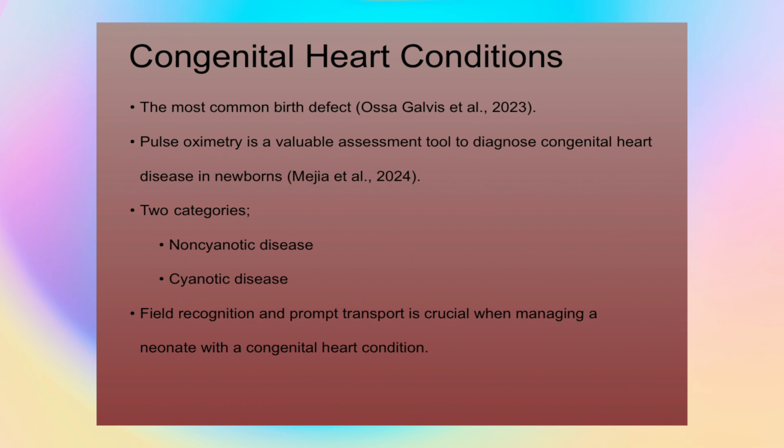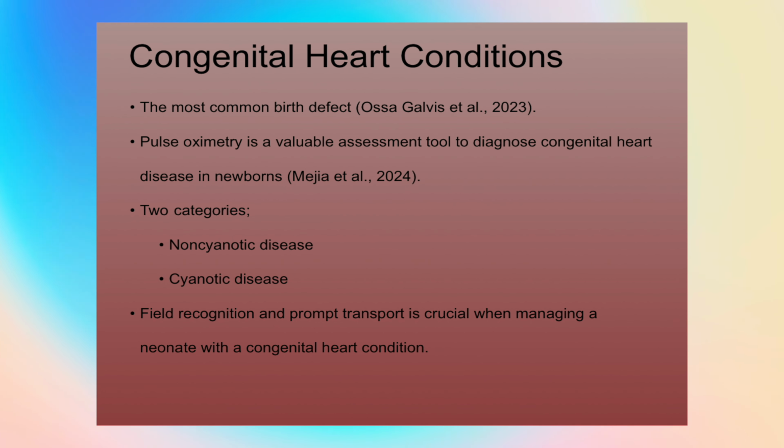Care for a patient in a TET spell would include trying to keep the infant calm and holding a knee to chest position. What this does is it increases the left to right shunting, helping more blood enter into pulmonary circulation, which can alleviate some of the hypoxia.